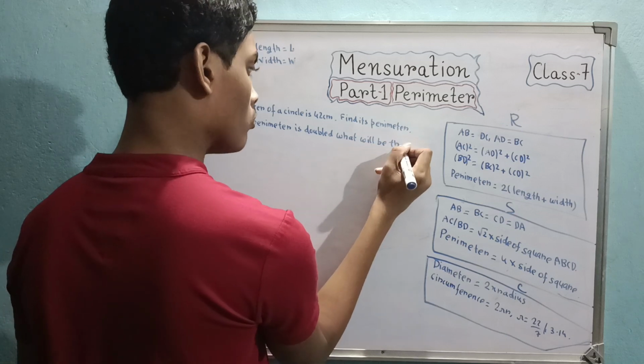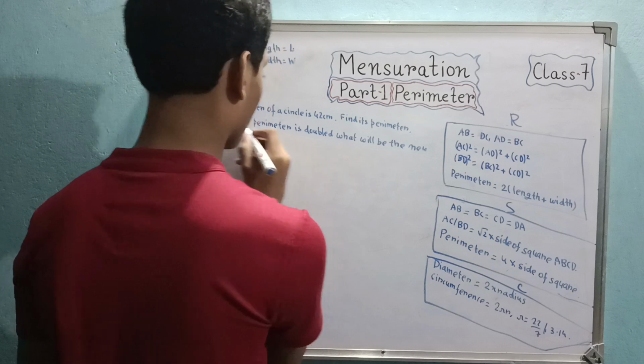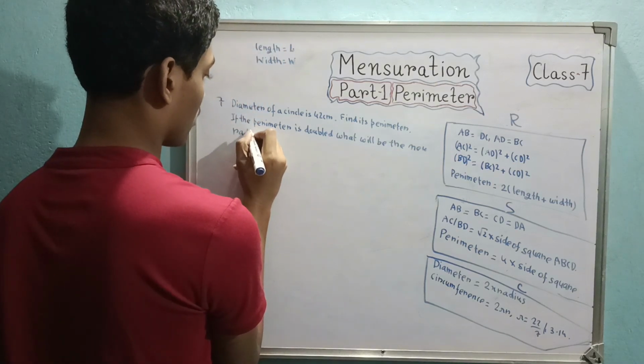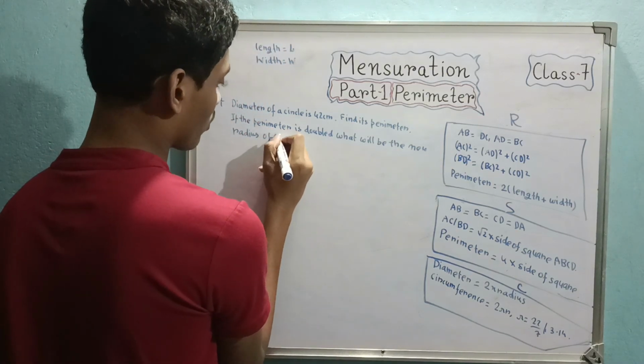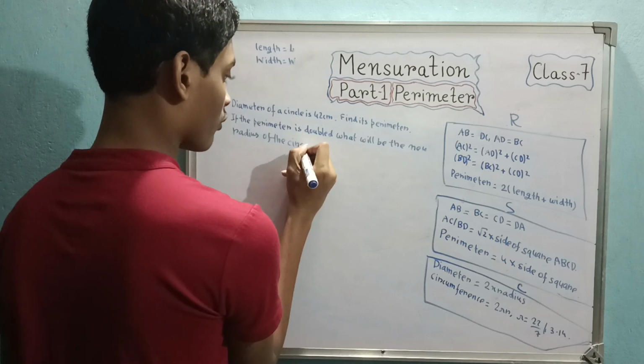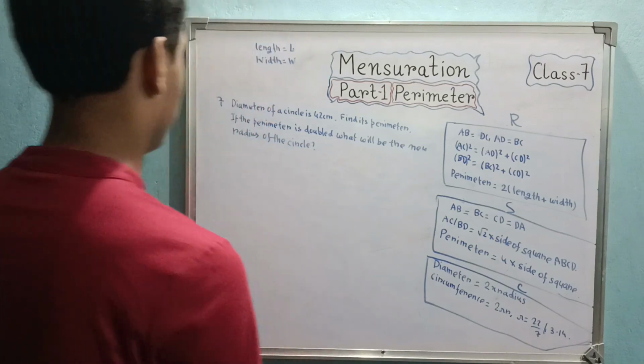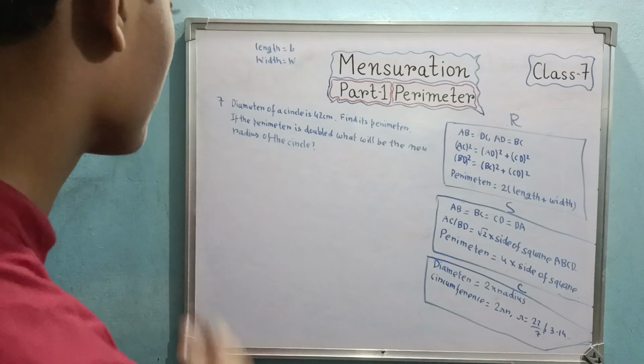What will be the new radius of the circle? Okay, so equations we have to do, nothing else. Accept.